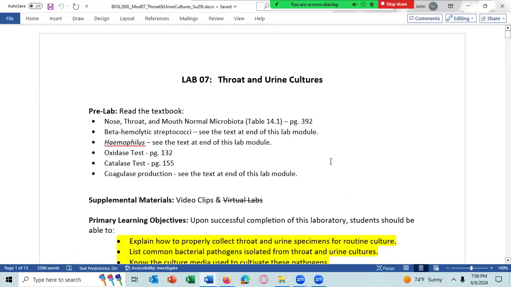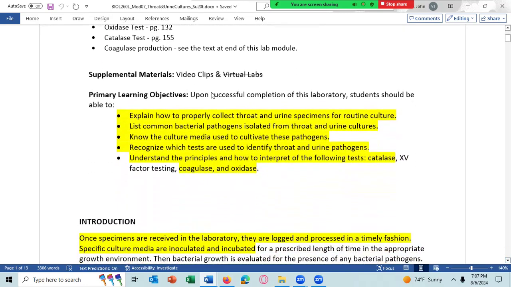Let's go to module 7, throat and urine cultures. There is some reading, but not too much: a page on nose, throat, and mouth normal microbiota. A little bit about beta hemolytic streptococci, actually at the end of this lab in the appendix. The same with Haemophilus in the appendix. There's one page to read about the oxidase test, another about the catalase test, and then coagulase production, with a little bit in the appendix of this lab module about coagulase. In this lab, there are some supplemental materials. You'll watch some video clips.